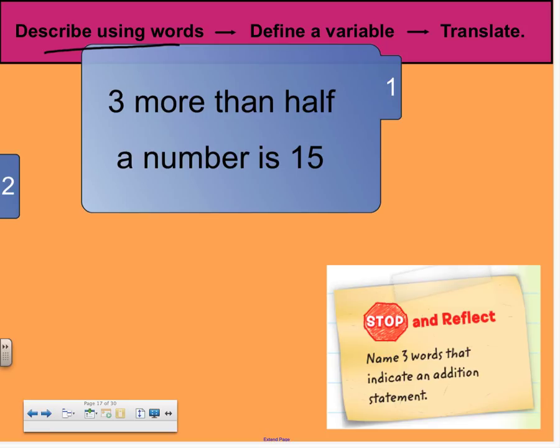3 more than half a number is 15. So I've already described this using words. Our variable is going to be number. I would just use n. In the margins of your books, I want you to write this down using numbers. How would you write an equation for 3 more than half a number is 15? Do it now. Yep, in the margin anywhere.